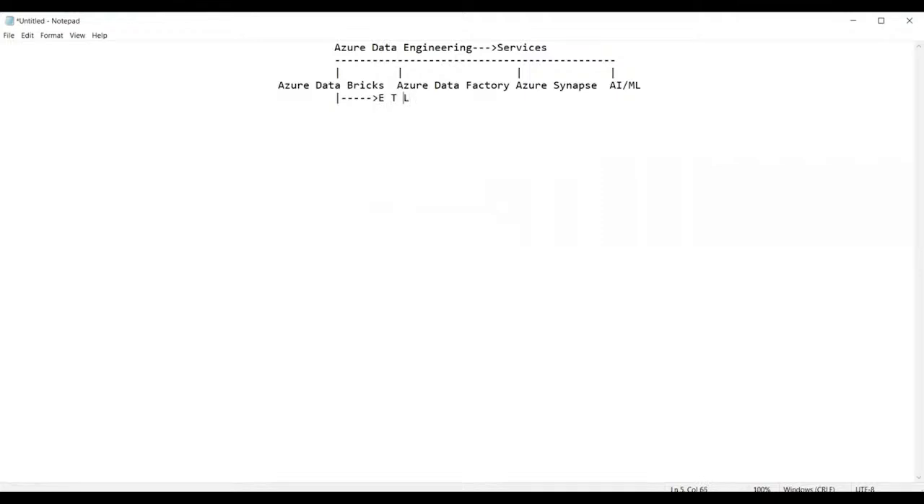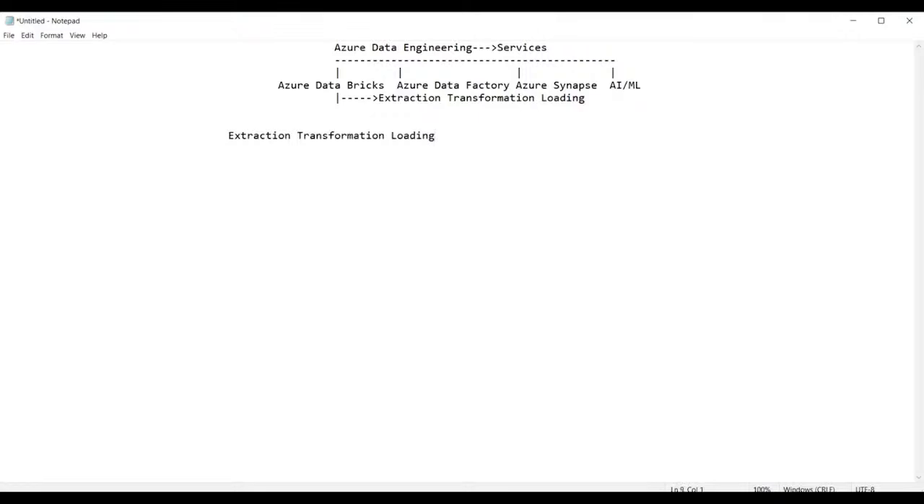So guys, what is this ETL? Where ETL stands for what? Extraction, transformation, and loading. Okay, guys. So Azure Databricks is a service provided by Microsoft within the Azure Data Engineering for the purpose of extraction, transformation, and loading. Guys, what is this extraction, transformation, and loading? Let us try to understand this first.